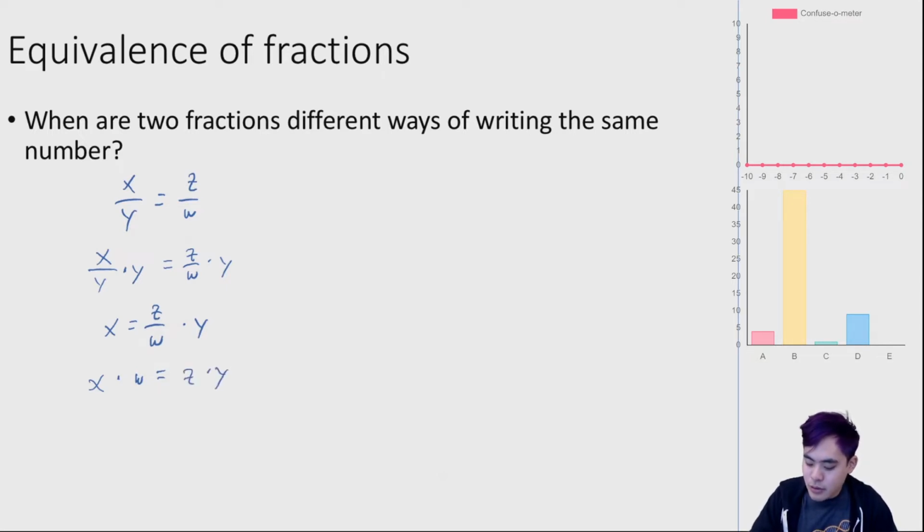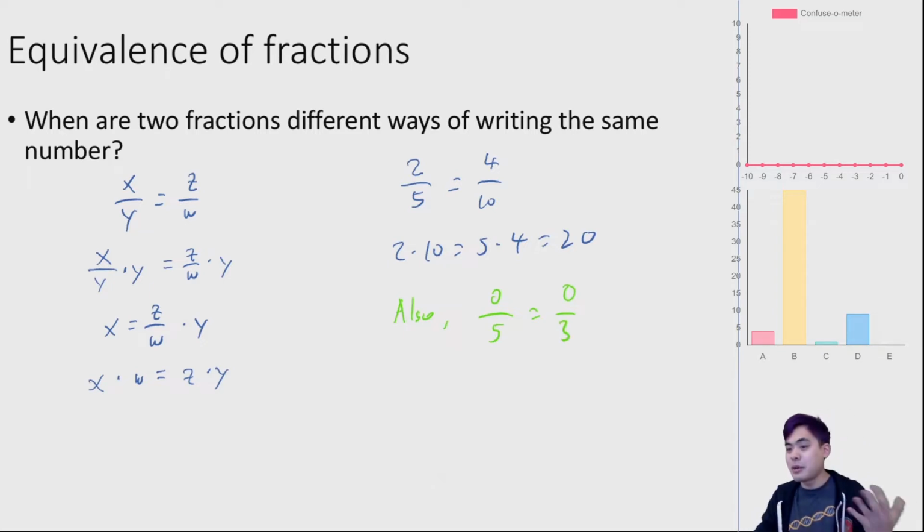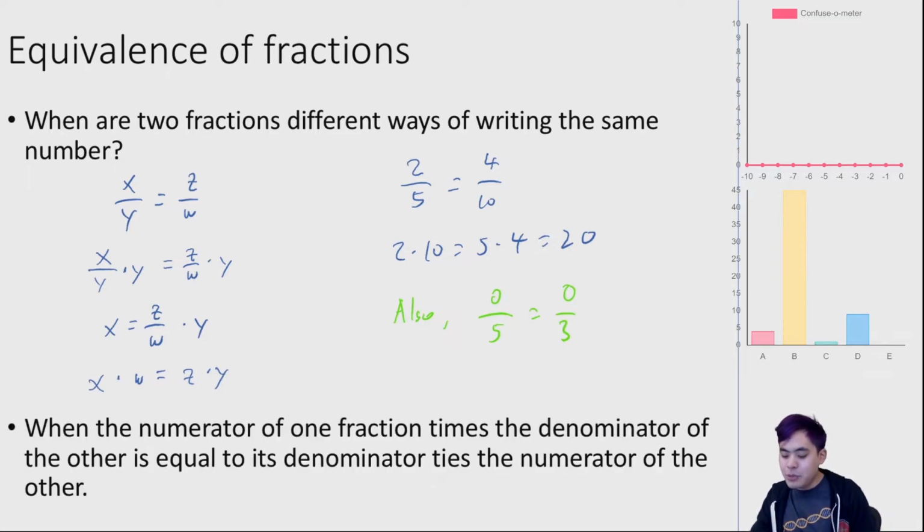Or similarly, 2 over 5 is equal to 4 over 10, because 2 times 10 is equal to 5 times 4, which is 20. Also, we get 0 over 5 is equal to things like 0 over 3, because 0 times everything is 0. And so the way we do this is when the numerator of one fraction, so that's the top, times the denominator of the other is equal to its denominator times the numerator of the other.